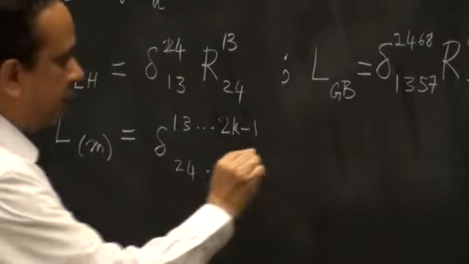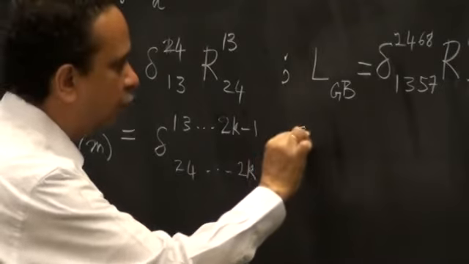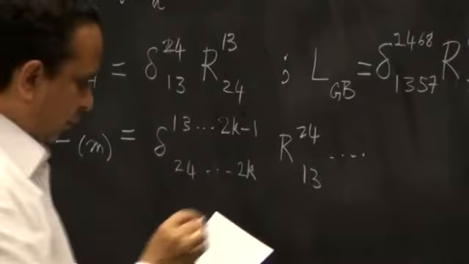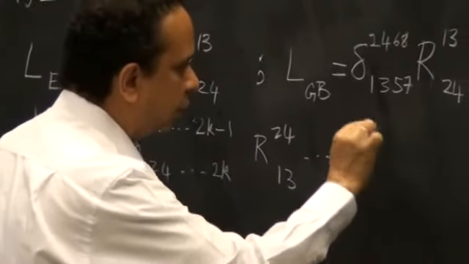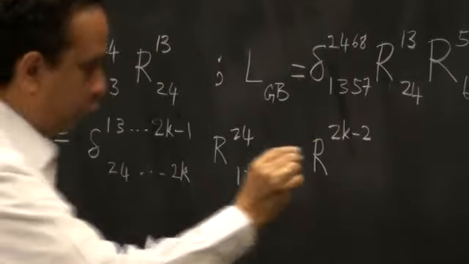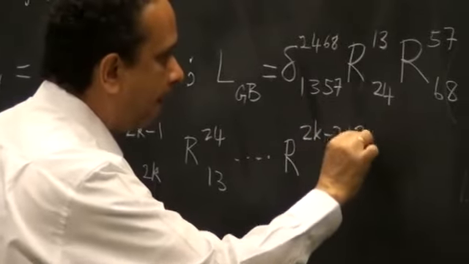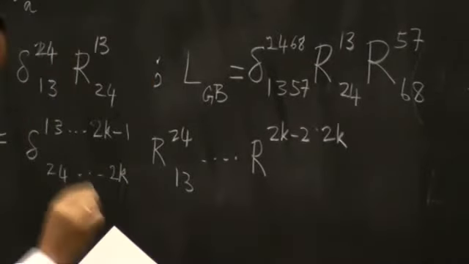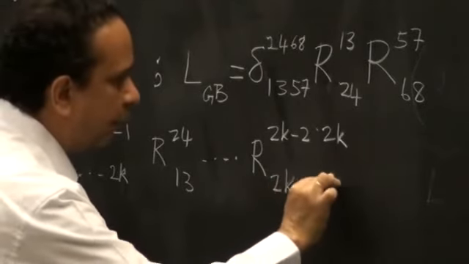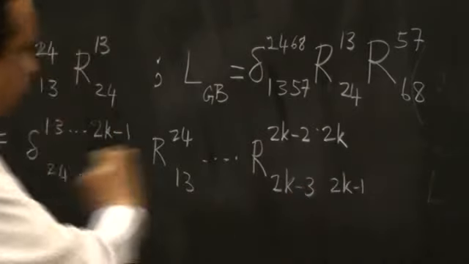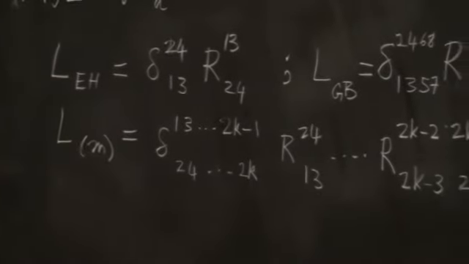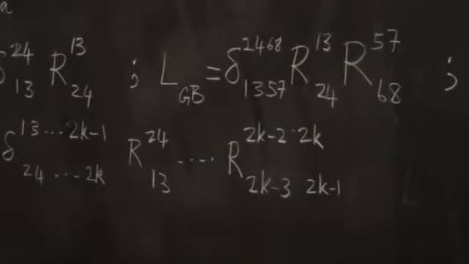Then you have the Riemann-Christoffel tensors which are 2, 4, 1, 3, times the final one will be R, assuming I got my combinatorics right, 2k minus 2, 2k with 2k minus 3 and 2k minus 1. So these are the copies which you have. And this k is like 2m. This k will be 2m, where m is the mth order Lagrangian.